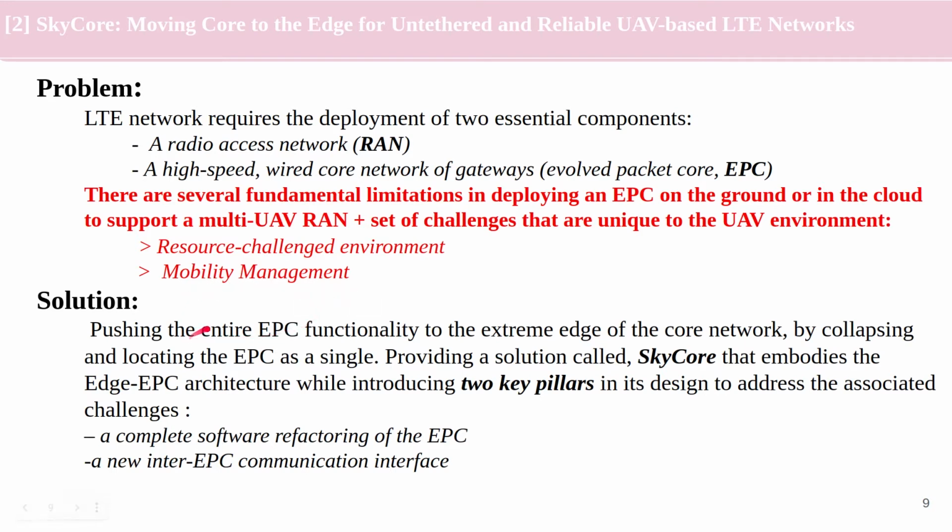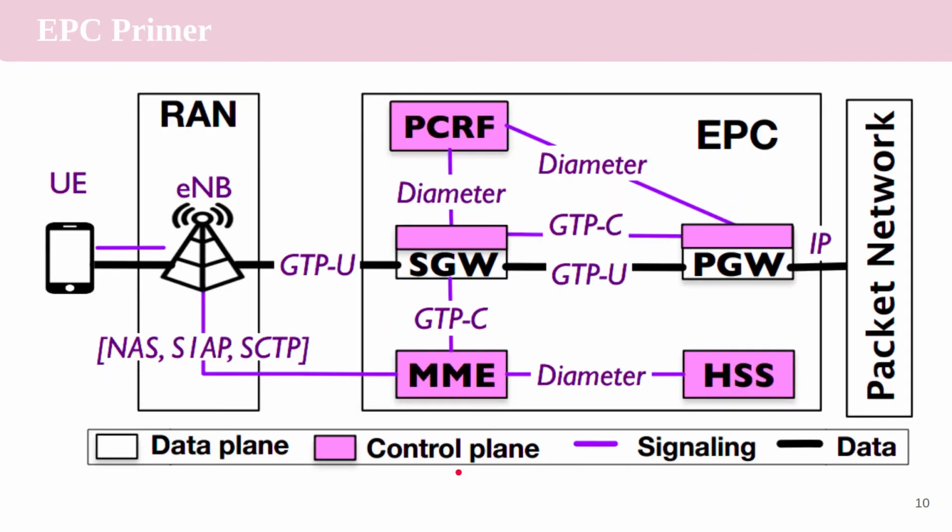What the authors do in this paper is try to redesign the EPC, and they call it the edge EPC architecture, to suit the UAV environment. They aim to push the entire EPC functionality to the extreme edge of the core network, and they call the infrastructure SkyCore, and it includes two key pillars. The first one is a complete software refactoring of the EPC, and the second one is a new inter-EPC communication interface that I'll explain in the next slides.